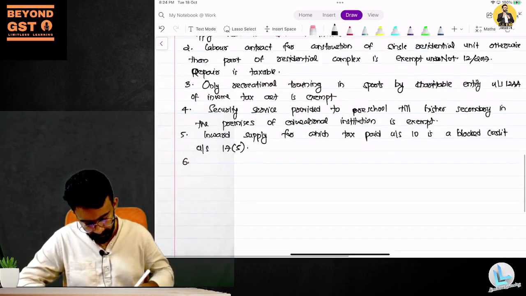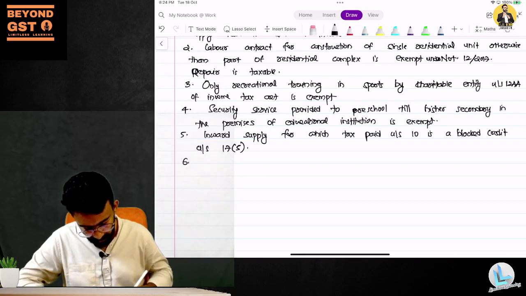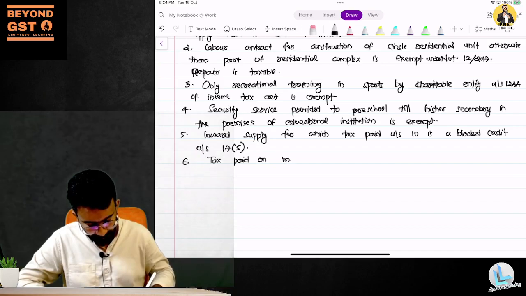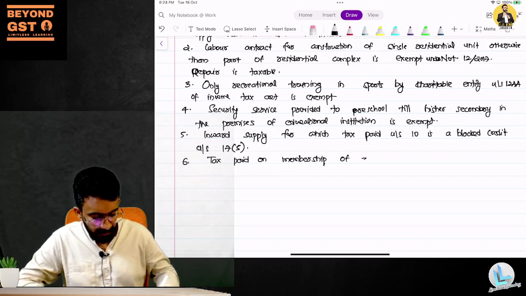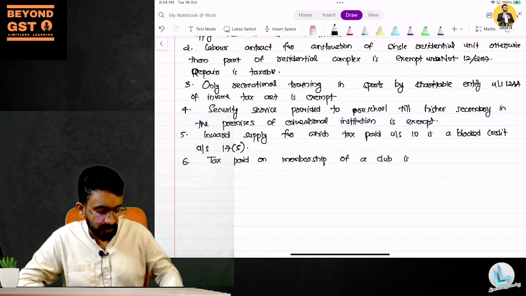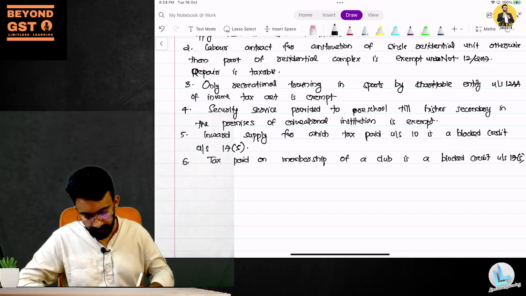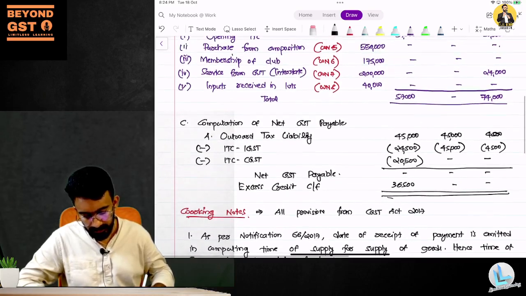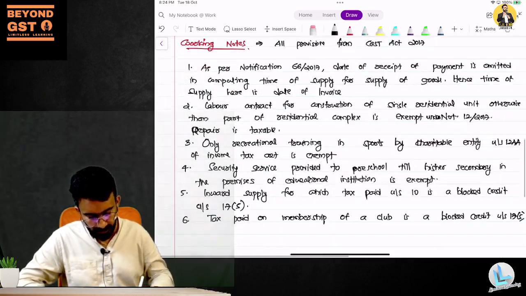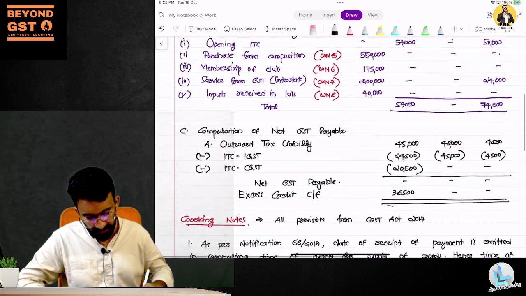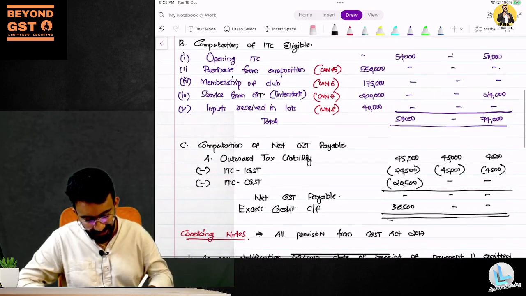Membership of a club. Tax paid on membership of a club is blocked credit under section 17(5). Then the reverse charge on GTA. I've written GST, it's GTA, okay.